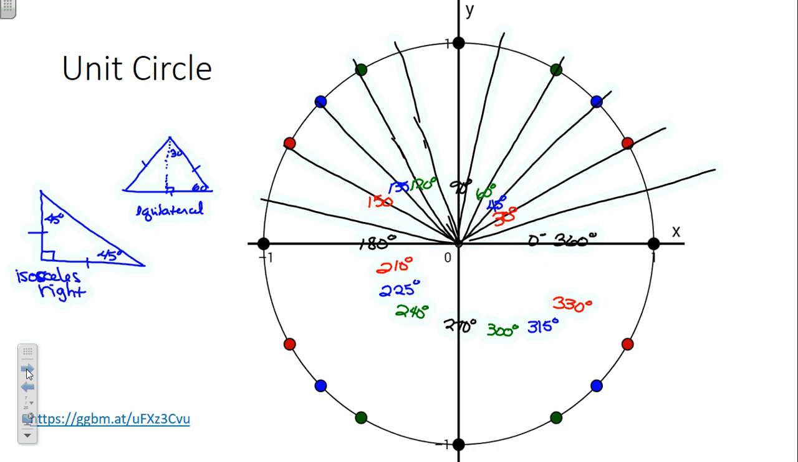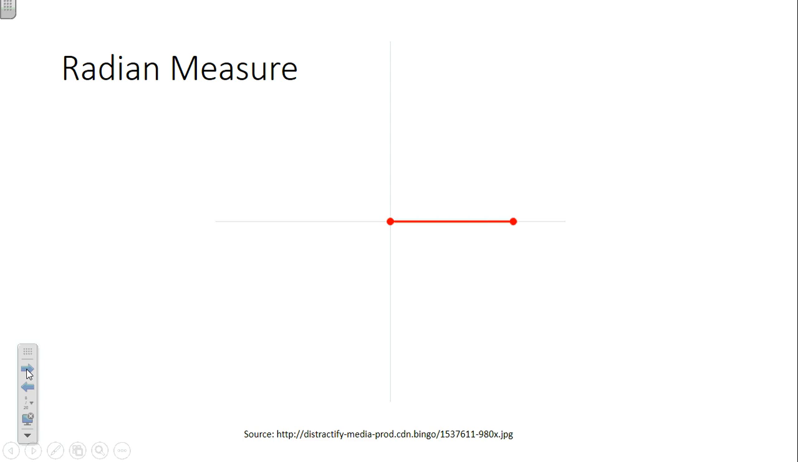So far so good. Coming back to you. You guys used the unit circle well last year, right? Okay. All right. So next we want to talk about radian measure.